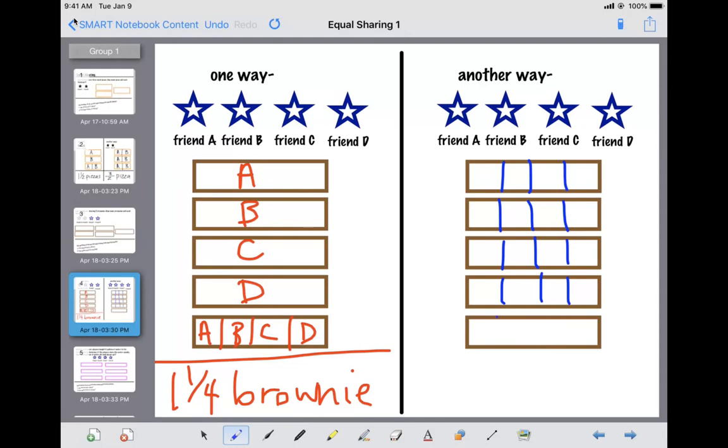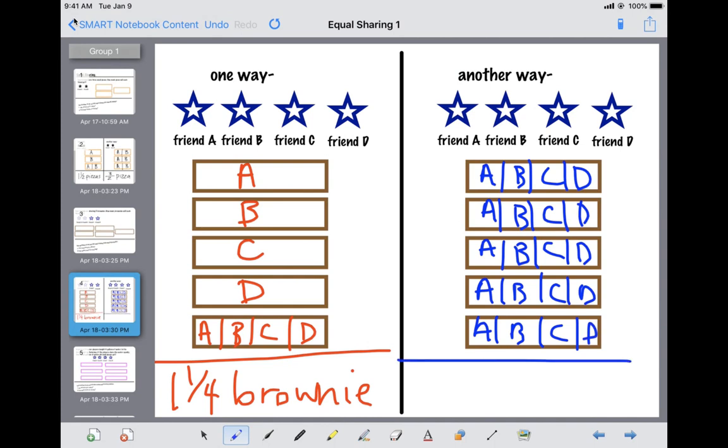Trying to make it as even as possible. Okay, and then when I go ahead and divide, I'm going to see that each friend is going to get 1, 2, 3, 4, 5 parts, and each whole was split into 4 equal parts. So I write my fraction as 5/4 brownies, and 5/4 is equivalent to 1 1/4.